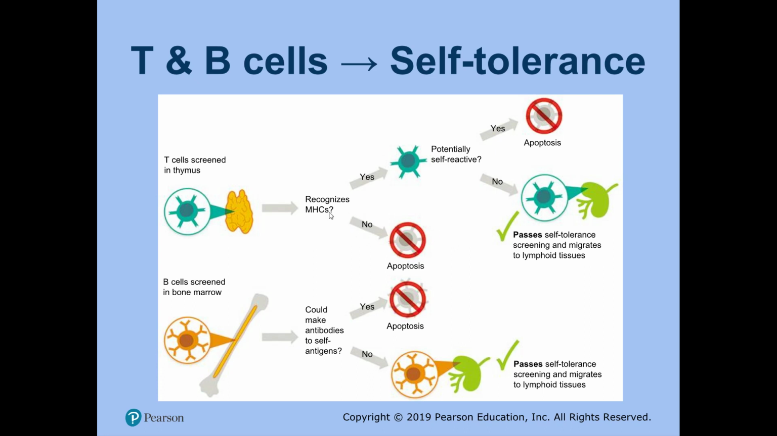So does it recognize MHC? If it does, it goes through another screening process: is it self-reactive? If yes, it kills it. If no, then it passes self-tolerance, and then it can go out into our body. Same thing with the B cells. Does it create antibodies that attack our self-antigens? If not, then it passes. So that's cool.